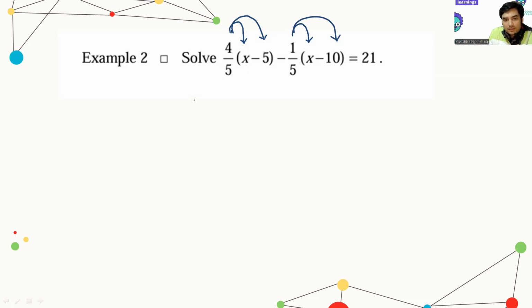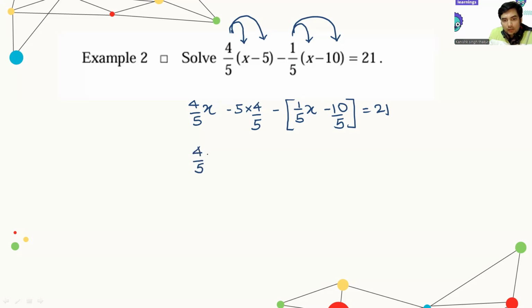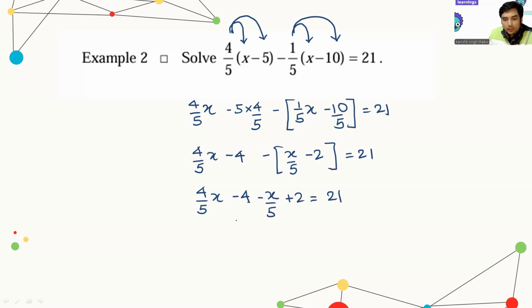So 4 over 5 times x will be 4 over 5 x. 4 over 5 times 5 would be 4. Negative sign I'll take here. I'll apply a square bracket. 1 over 5 x, then minus 10 over 5 is equal to 21. So 4 over 5 x minus 4 minus x over 5 minus 2 is equal to 21. 4 over 5 x minus 4 minus x over 5 plus 2 is equal to 21, right?